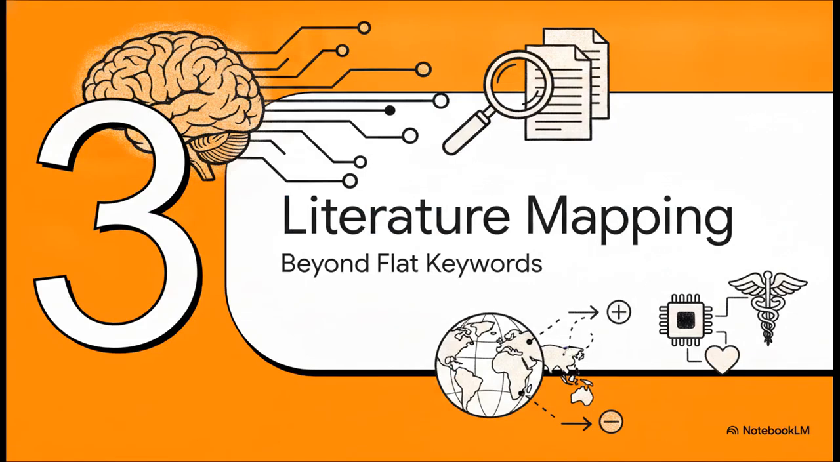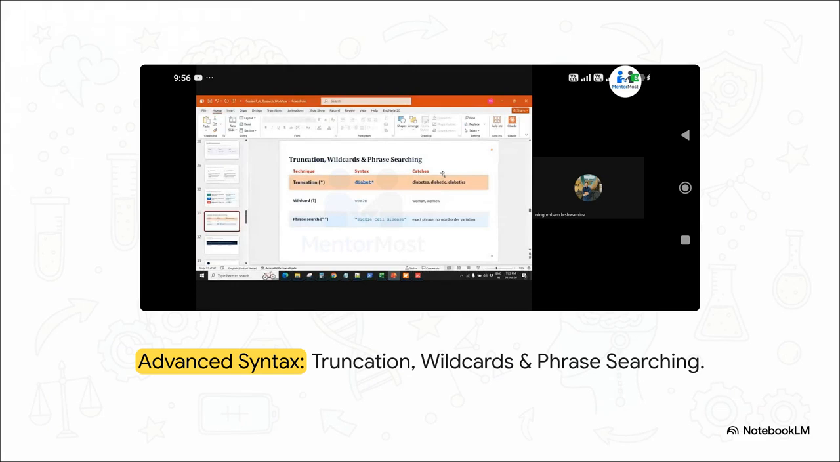Which brings us to Section 3, advanced literature mapping. We need to go way beyond flat keywords so we don't accidentally miss regional or negative result evidence. Look, if you're relying purely on flat keywords, you are missing critical data, for sure.